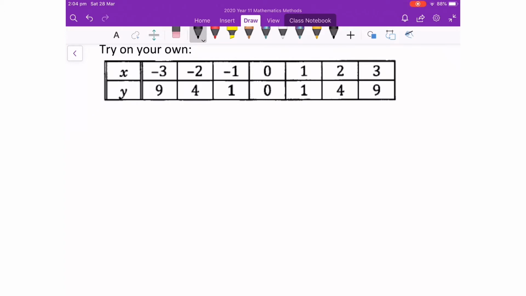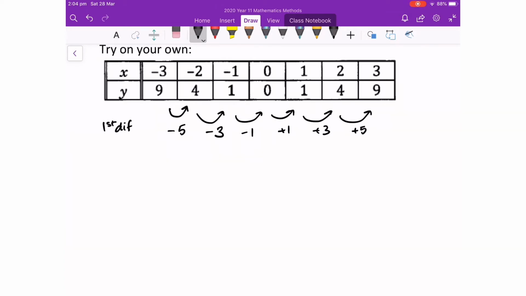So what I'm going to do is find my first difference pattern, and if I need to, I'm going to find my second difference pattern, and then I'm going to find out my rule. So let's do that now. Looking at my value table, I'm going to see what the difference is. So here I'm taking 5, taking 3, taking 1, adding 1, adding 3, and adding 5. Okay. So you can see from here, my first difference pattern is not the same. So I know it's not going to be a linear question. This is a value table that's showing me something that's not linear.